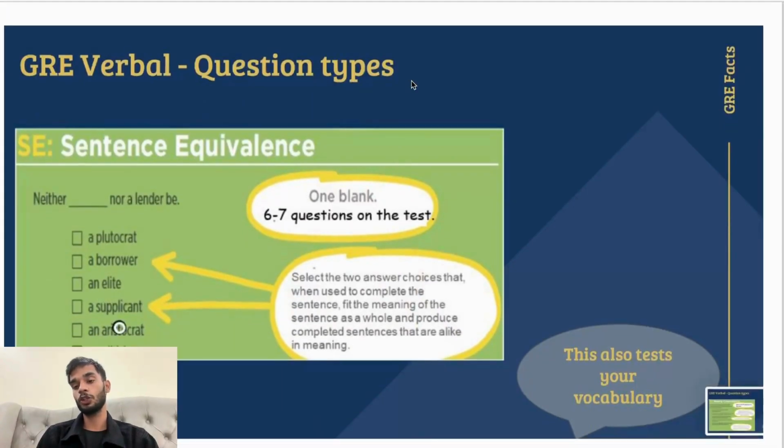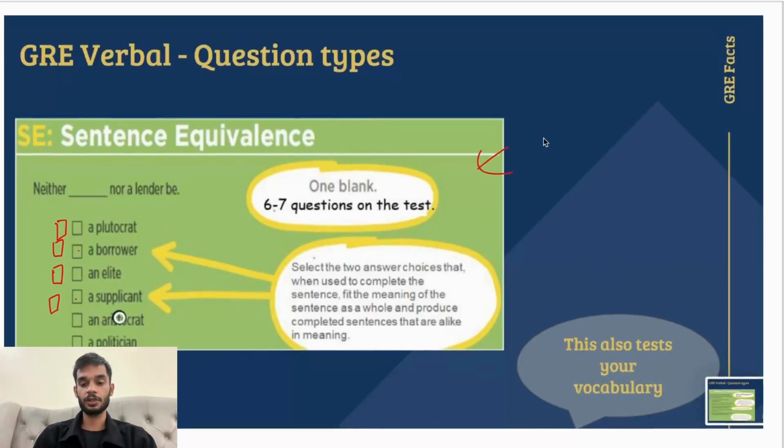The third type in verbal that you'll be facing is sentence sequence. Again, you can see the circle or square shape. That means you can have more than one correct answer. Let's say my correct answers for the moment are borrower and supplicant. So I have to pick both. There will be 6 to 7 of these on the test.